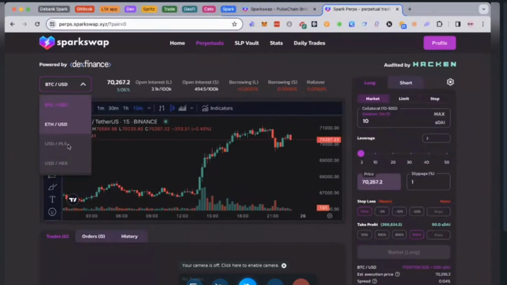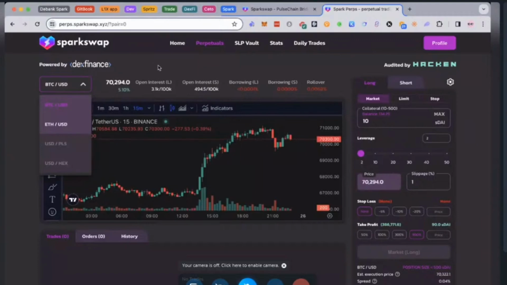Very soon we'll add PLS and Hex, and then from there, really anything we want we can add, which differs from something like the GMX model, where you need to have the actual hard asset backed. So if you wanted to trade BTC, there'd have to be enough BTC in the pool for you to open the trade against.